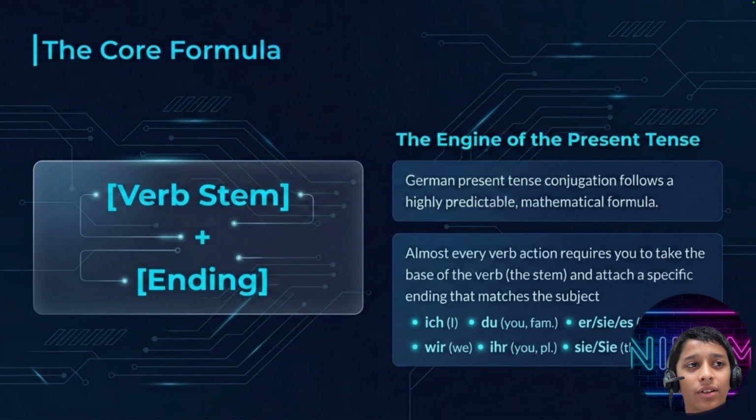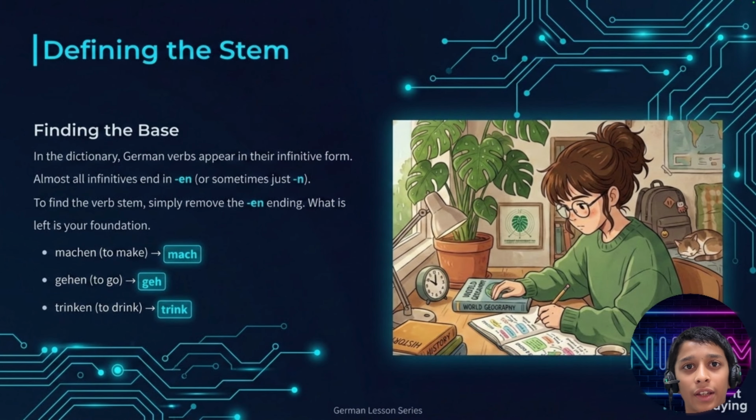Let us examine how to isolate the stem correctly. In German dictionaries, verbs are listed in the infinitive form, the equivalent of the English "to" form. Nearly all German infinitives end in en, with a small number ending in n. To find the verb stem, remove the en ending. What remains is your foundation. Examples: machen, to make, becomes mach; gehen, to go, becomes geh; trinken, to drink, becomes trink. A note on pronunciation: the stem may look incomplete when standing alone. That is expected. The stem is not meant to function independently; it is a building block. The endings provide the grammatical completeness.